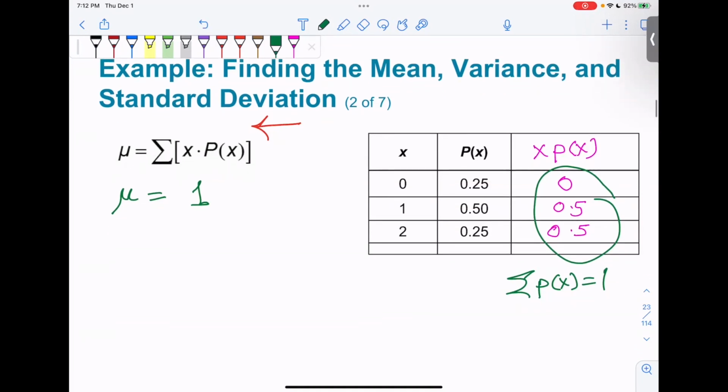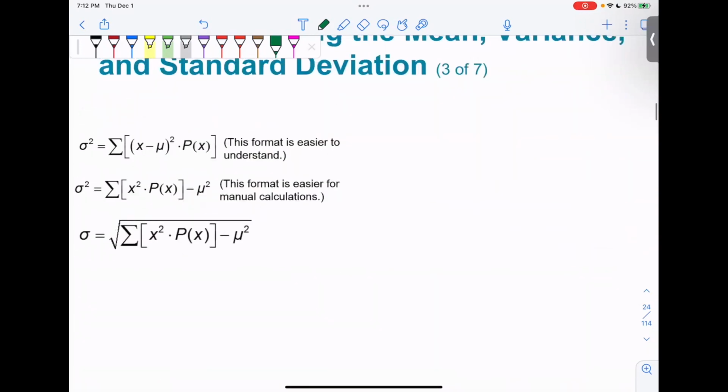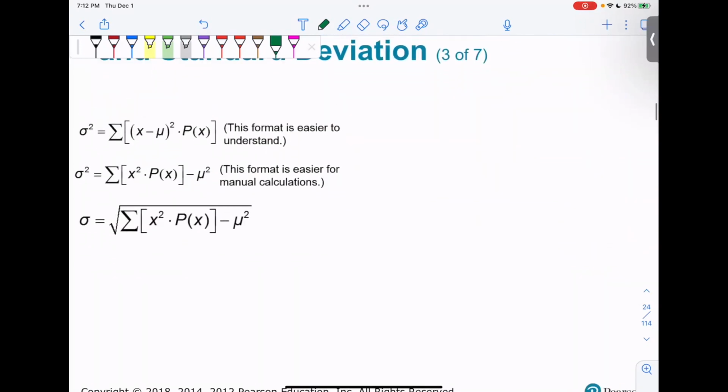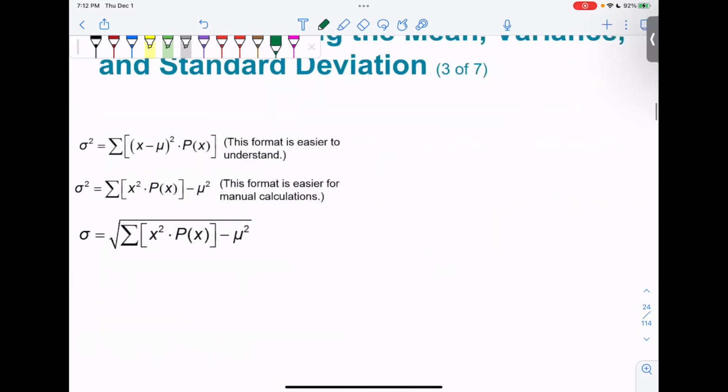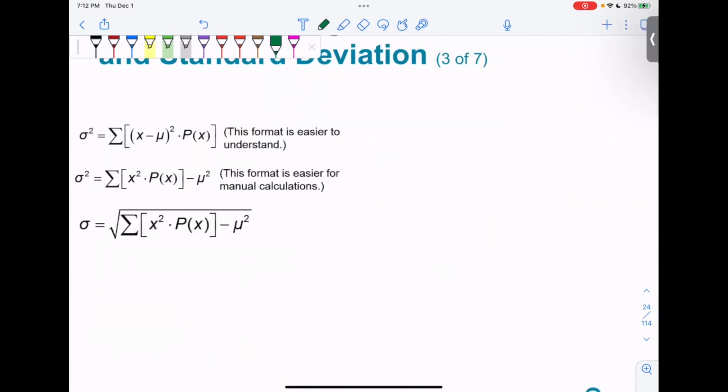Okay, and then the variance. So let's see the variance now. We have probability of X in the same table. Do we have probability of X? Yes, right? And then, do we have X minus mu? We do the operation inside the parentheses first, and then we go to the square. Do we have X minus mu? No. So now we want to go to X minus mu.